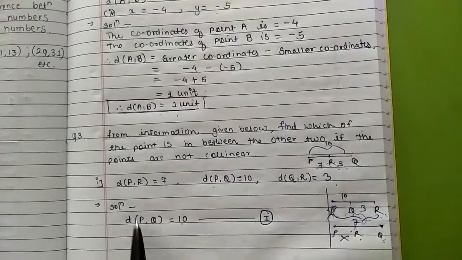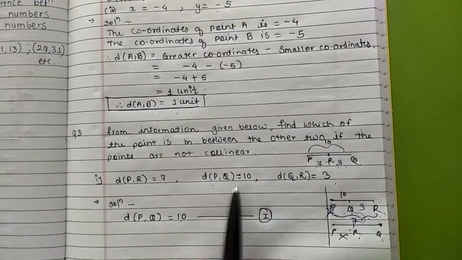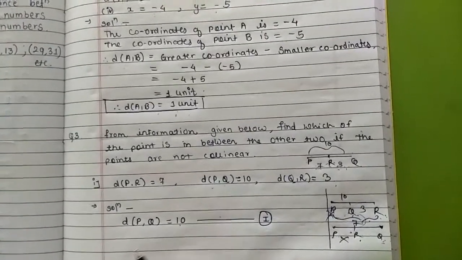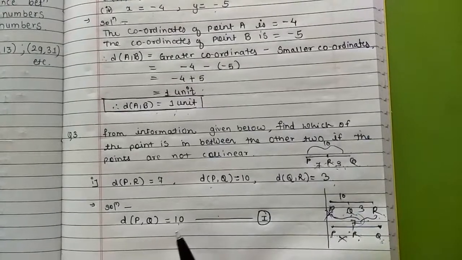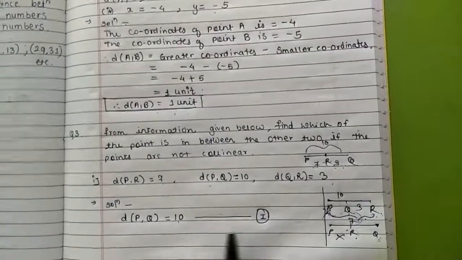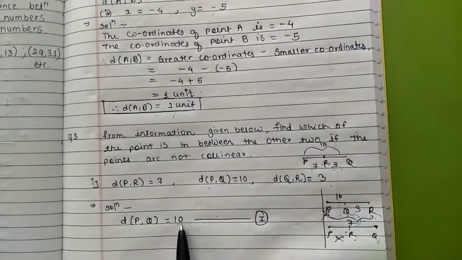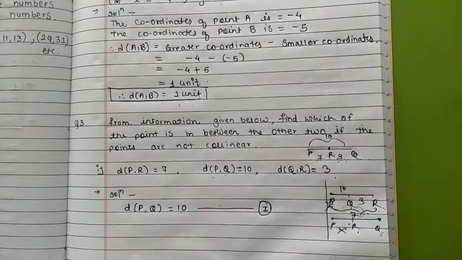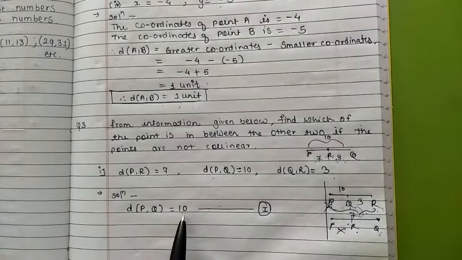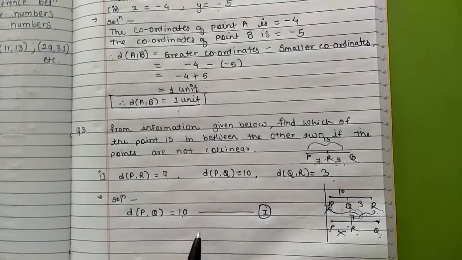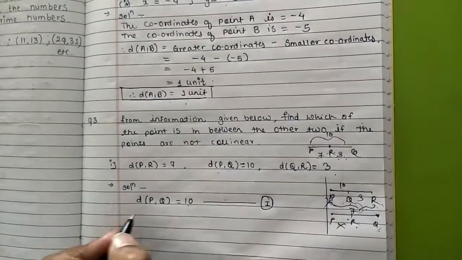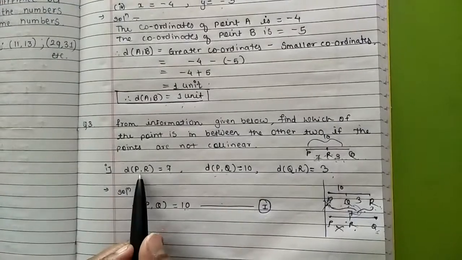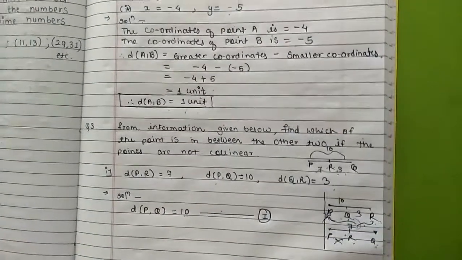So now here the larger one is PQ, which we assume as 10. Now the remaining two distances, you have to add them, and if that addition is equal to the PQ distance, it means these points are collinear points, and if the addition is not equal to the longest distance, then they are not collinear. So now the remaining two distances are PR and QR, so you have to add them.